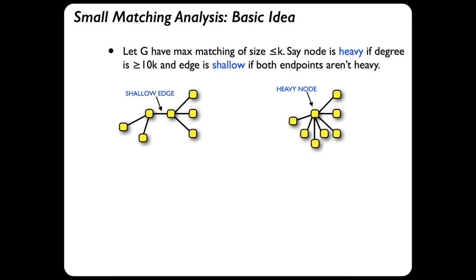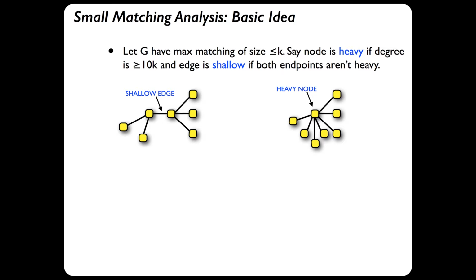So the basic idea is as follows. Let's say G, our original graph, is a graph where the maximum matching is of size at most k. And we're going to say that a node is heavy if its degree is more than 10k, and an edge is shallow if both of its endpoints are not heavy. As an example, here's a graph with a shallow edge there. Here's a graph with a heavy node here.